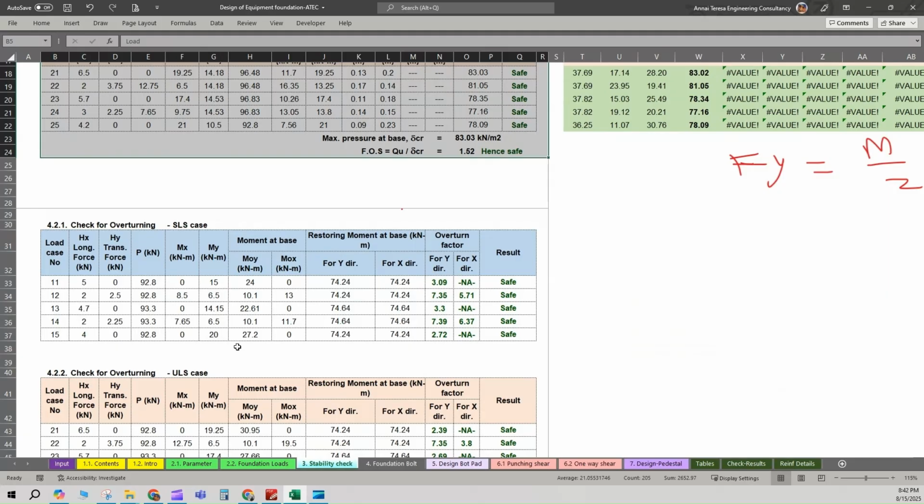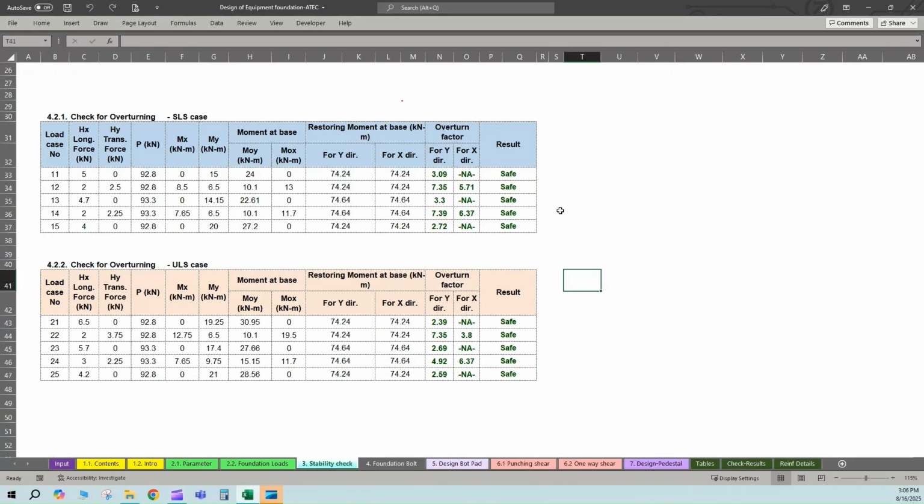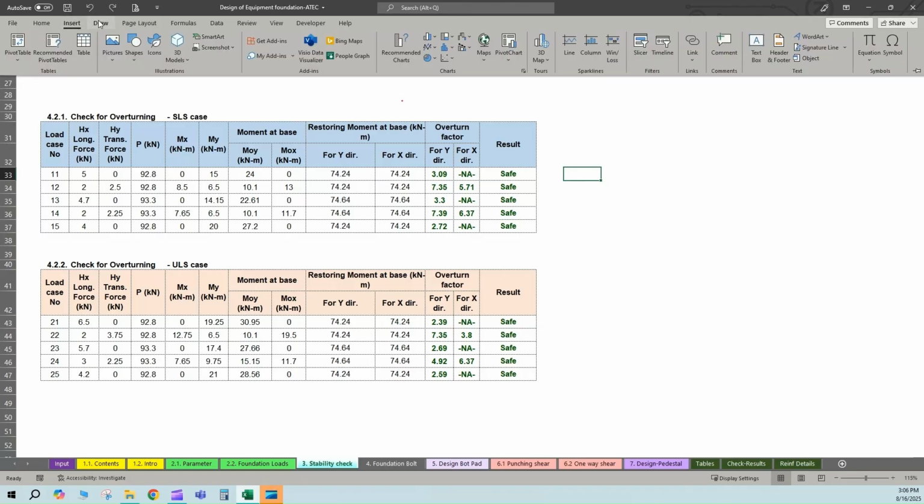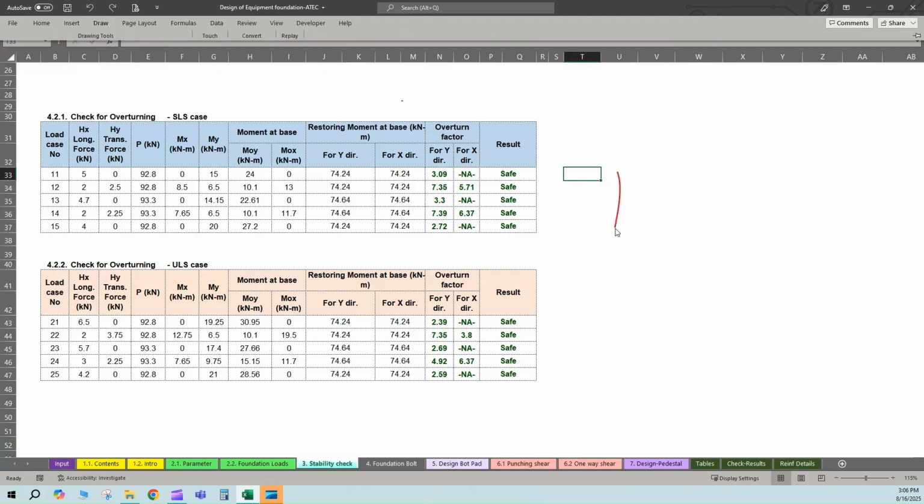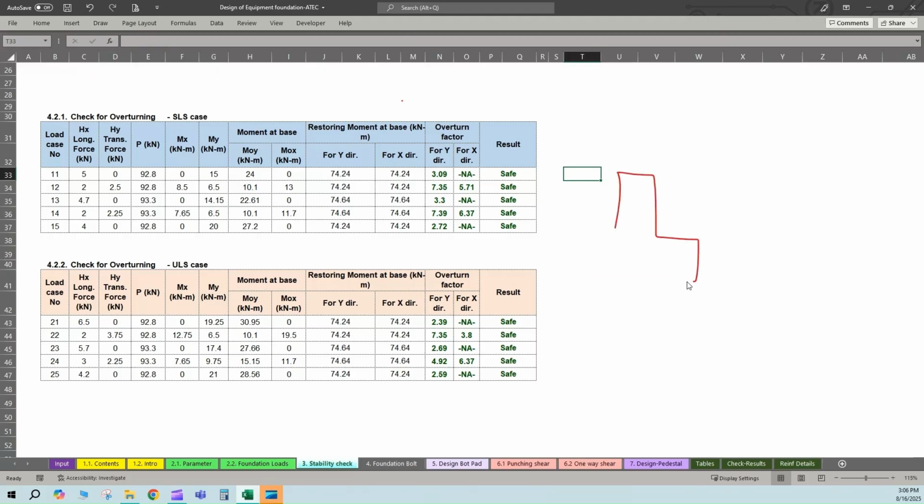Next, coming to the check for overturning. Let me explain what overturning is. Assume this is an isolated foundation. If it is subject to a moment due to the horizontal force and the direct structural moment, this foundation tends to twist or rotate towards the moment.